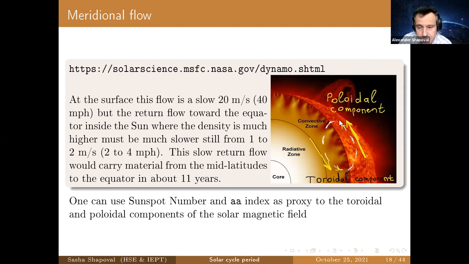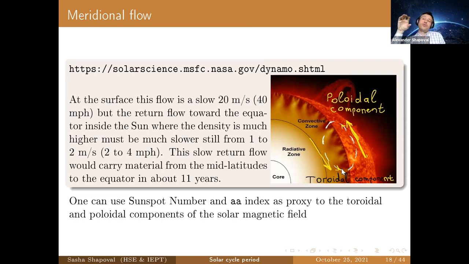And this part of the flow is characterized by larger speed. And the motion is very, very slow in deeper layers.